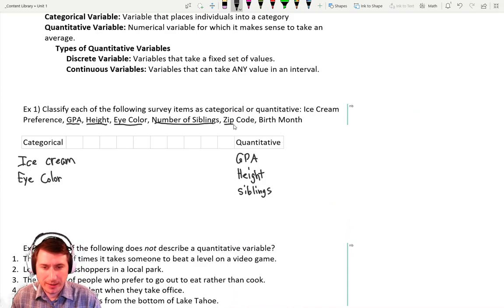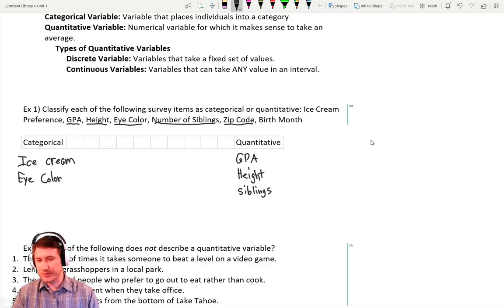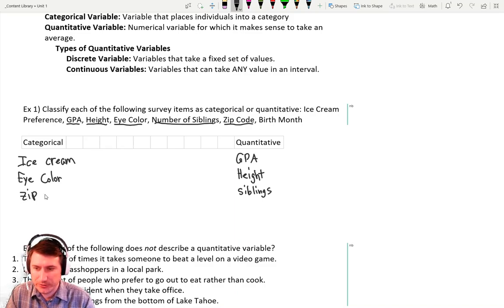Zip code. What would that one be? Now this one's the tricky one. A zip code is definitely a number, 93706. But that puts you into a category of where you live. It wouldn't make sense to take the average of zip codes. If I asked the whole class, hey, tell me what your zip code is, I wouldn't go around saying, oh, the average zip code of my class is blank, or the average zip code of Fresno is blank. So this is one of those where it is a number, but it's more of a category than a number. So that one actually goes over here.